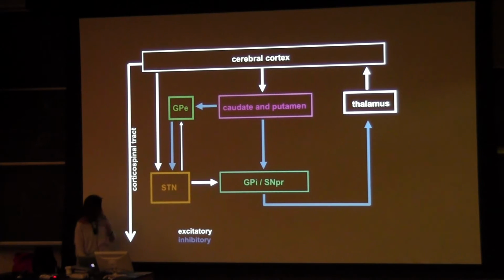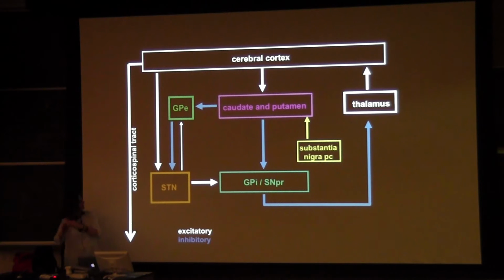Now, last but not least is the substantia nigra, pars compacta. This is where the dopamine producing neurons are. And I've drawn this in a different color because dopamine can have different kinds of effects depending upon the receptors on the neurons that they're targeting.